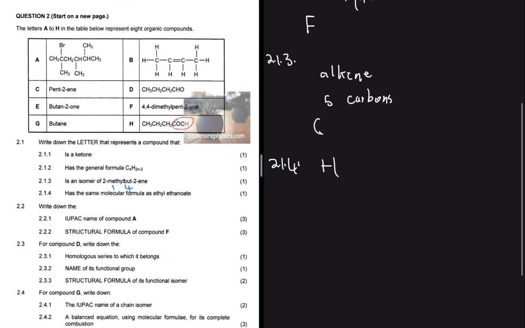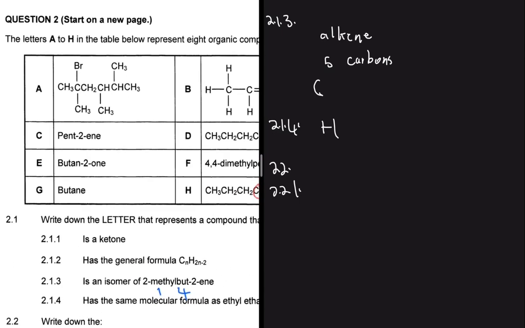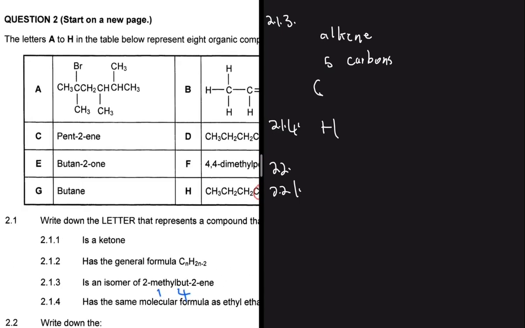And then 2.2.1 says to pick the name of compound A. So before we go anywhere, we have to look for the longest carbon chain, right? And if we go to compound A, you're going to see that if we start counting from this side, we're going to have 1, 2, 3, 4, 5, 6, right?